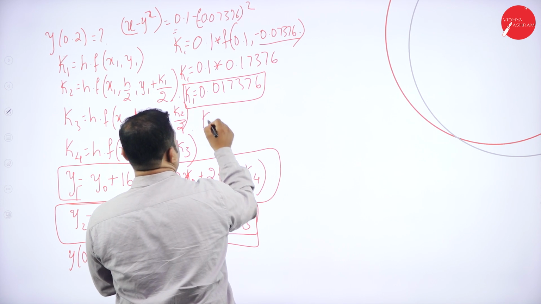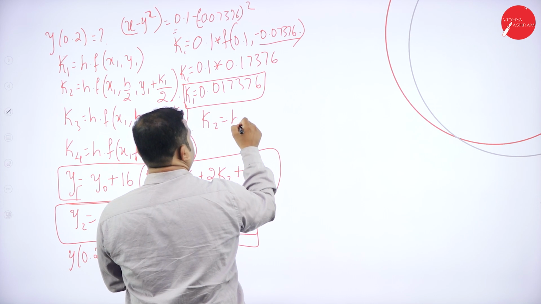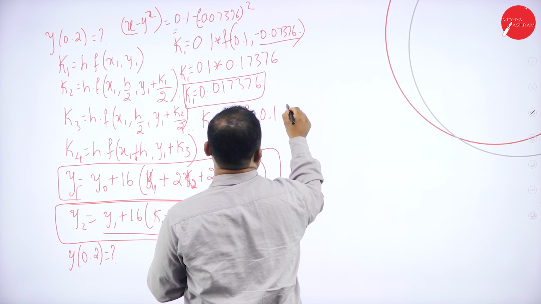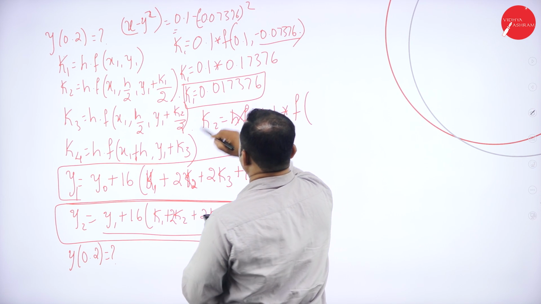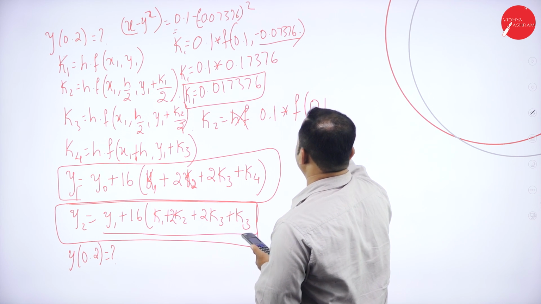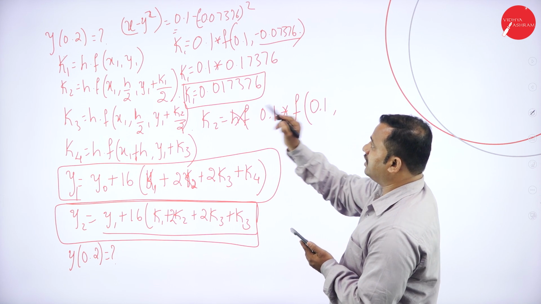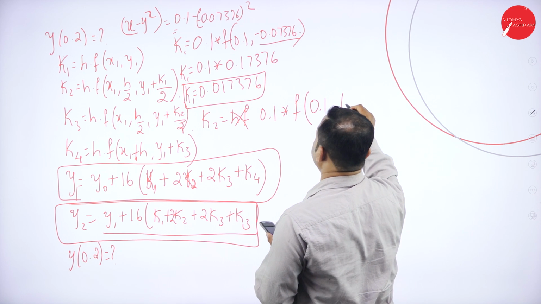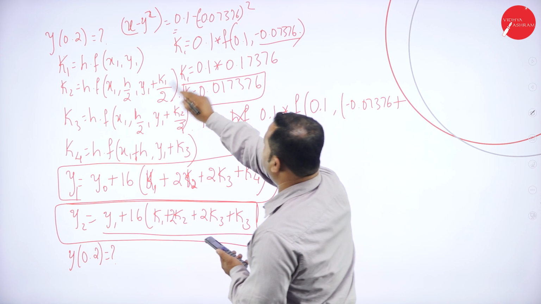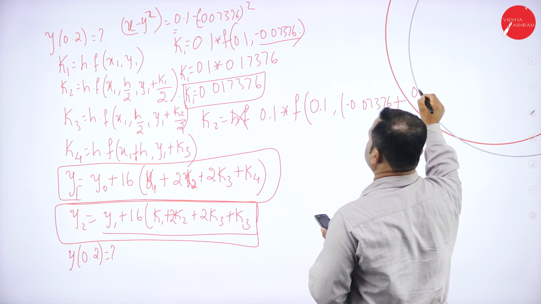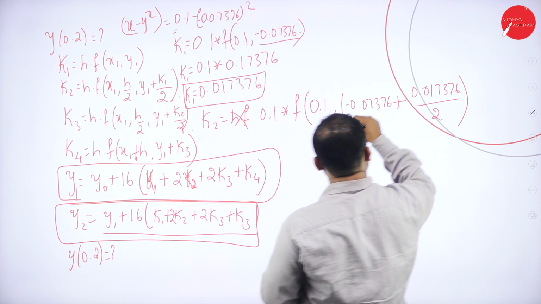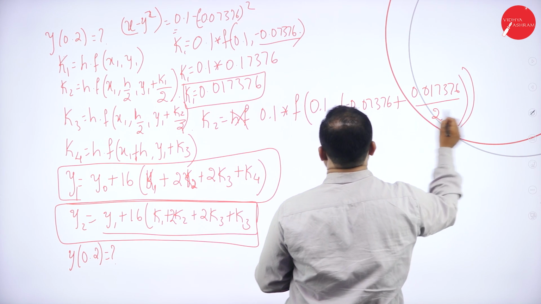Then what is the value of k2? k2 is equal to h into f of this term. What is the value of h here? 0.1 into f of, what is the value of x1 here? That is 0.1, comma, what is the value of y1? y1 is equal to minus 0.07376 plus k1 by 2. What is the value of k1? That is 0.017376 divided by 2. If I simplify this term, I'll get the value which is equal to k2.